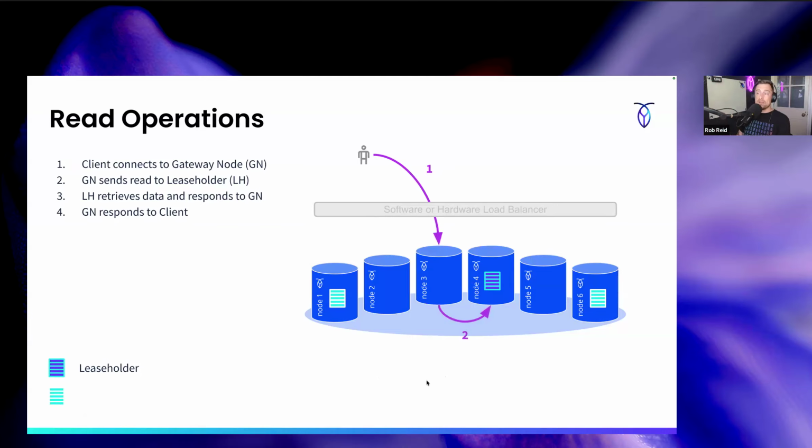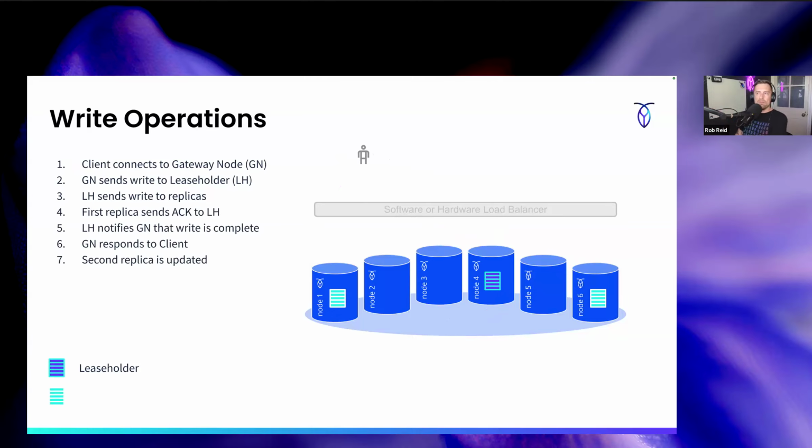So it will speak to the leaseholder that will return a consistent view of that data. You'll never see inconsistent data in Cockroach, and it will return it. Now, the writes are a little bit more involved.